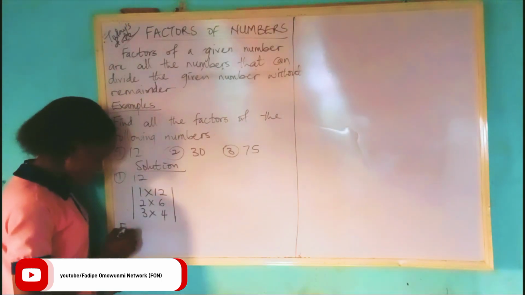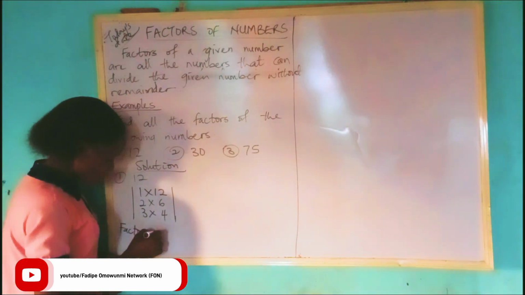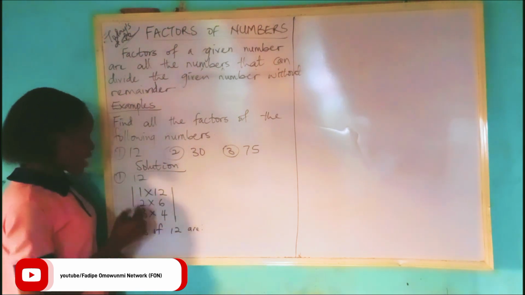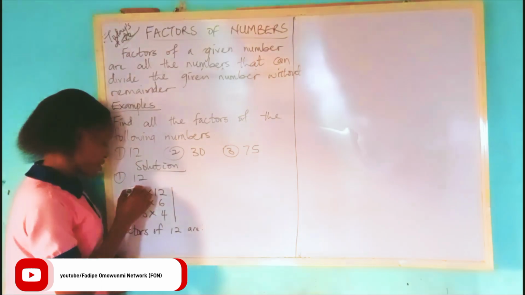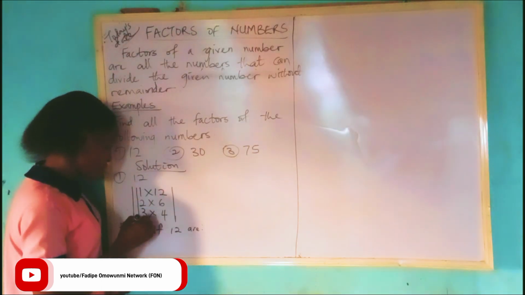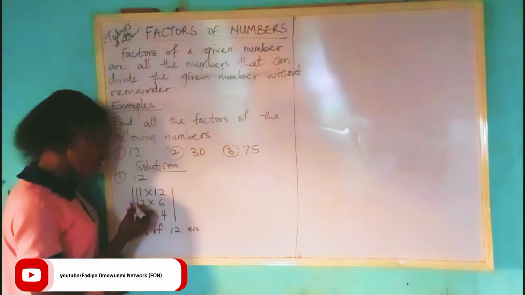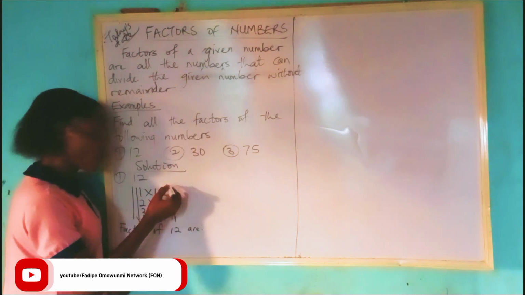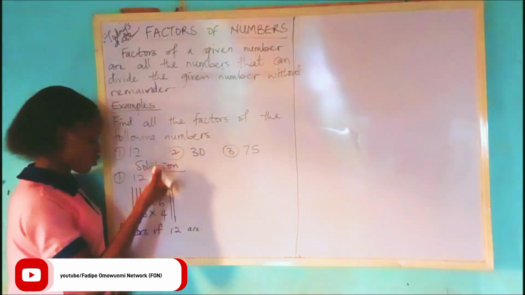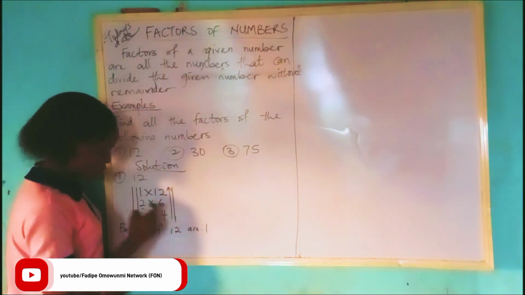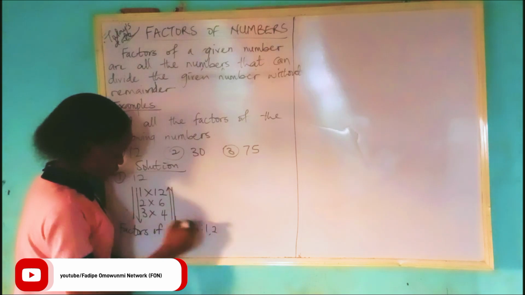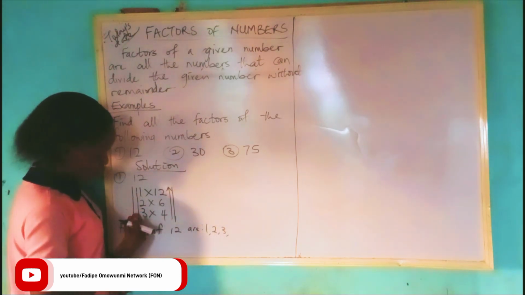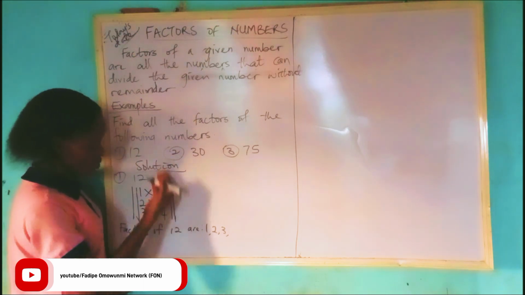So in this case, factors of 12 are. I usually encourage students that if you want to find factors, at the front, put a down arrow. That means you are writing it down like this. And at the back, let your arrow go up. That means you are writing it up. So 1, the next one, 2, the next one, 3. The next one, we are now, when we finish this, we are now coming here.